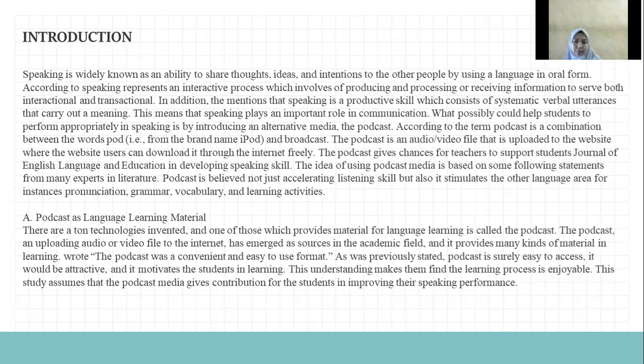The podcast gives a chance for teachers to support students in developing speaking skills. The idea of using podcast media is based on the following statements from many experts in the literature. Podcast is believed not just to accelerate listening skill, but also to stimulate other language aspects, for instance pronunciation, grammar, vocabulary, and learning activities.